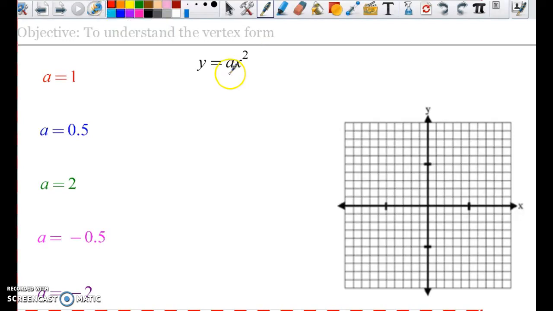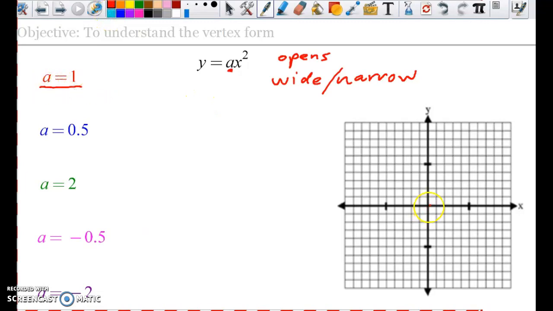We already kind of know what the a value does on a parabola. The a value tells me which way it opens, up or down. It also tells me how wide or how narrow it is. Those are the two things that the a value says. If it's positive, it opens up, and if it's negative, it opens down. If a is far from 0, it's going to be narrow, and if it's close to 0, it's going to be wide. So here's an example.